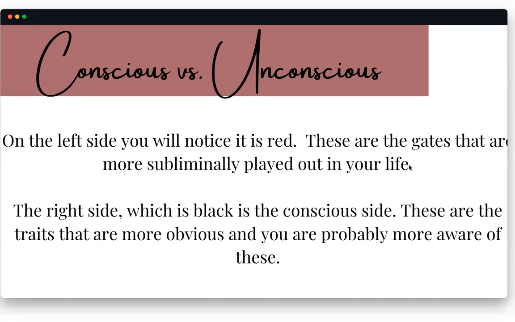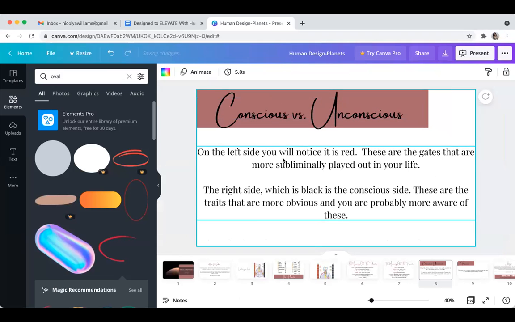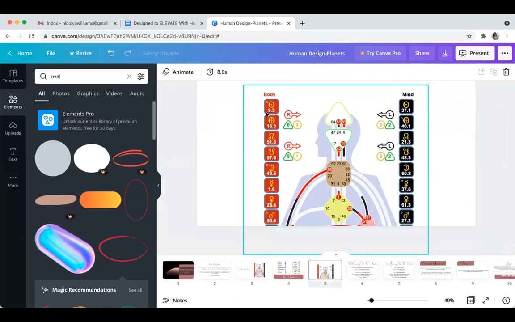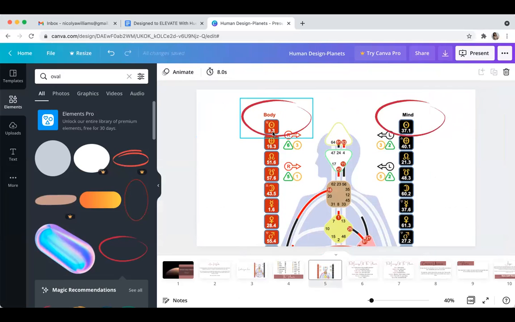So what I'm going to show you, I want to break it down, because when you pull it up, you're going to pull up someone's chart. Let's say we're looking at mine and we have this top gate, which is the sun gate, the outer expression of what you're here to give the world. The unconscious side, what other people are seeing, the parts that are subliminally played out in my life, is the 9 and then the 37.